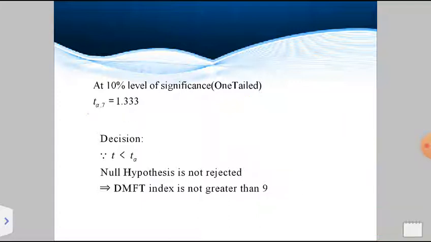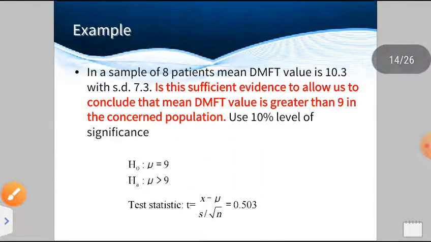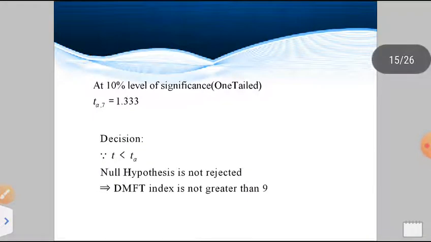The calculated value is coming as 0.503 and the standard value is 1.333. As per the decision we made in the normal distribution, or the Z test, here also the null hypothesis is not rejected, or we can say accepted, which means the DMFT index is not greater than 9.